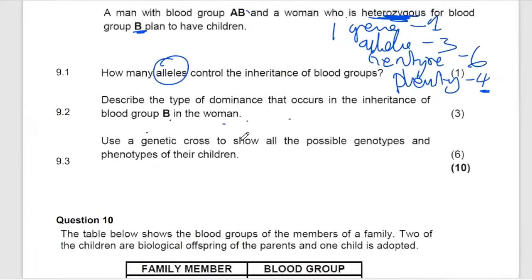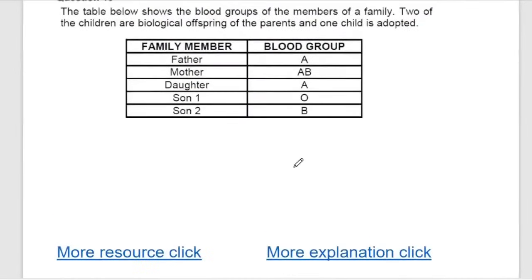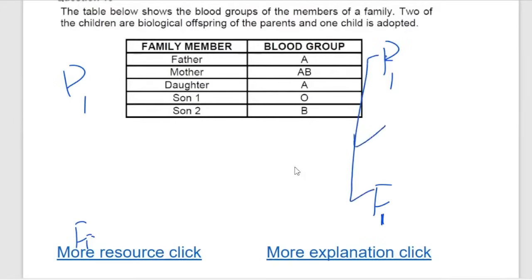Use the genetic cross to show the possible genotypes and phenotypes of their children. So you guys, this principle works for all of them. Start with P1, F1. Please, F1. Don't just say P1 and then you leave, finish after you say F1. You will forget this F1 and then you lose a mark. So you say P1, F1, at least we shall give you a tick.